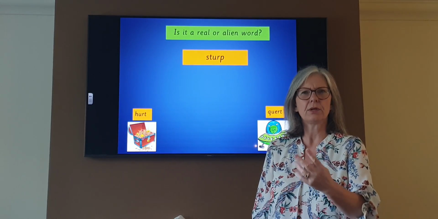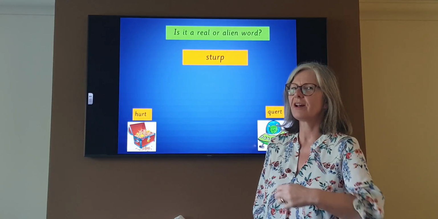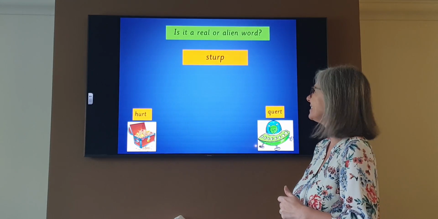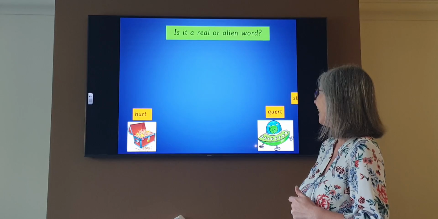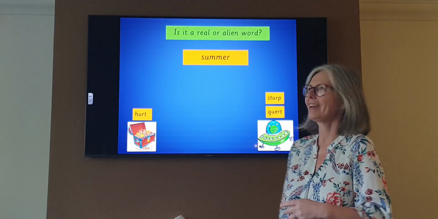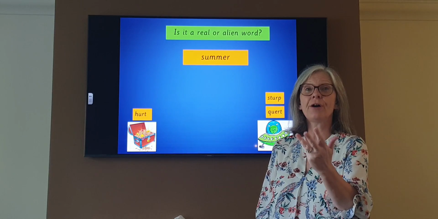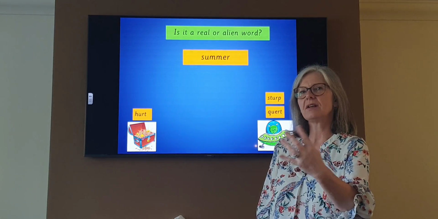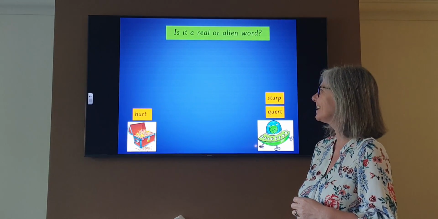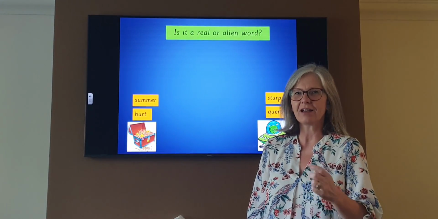Stirp. You sound talk it now. Is it real or is it an alien word? Let's see if you're right. Were you right? Great. Let's look at the next one. Are you ready to sound talk it? Summer. Summer. Where do you think it should go? Let's have a look. Did you get that one right? Fantastic. Okay, are you ready for the next one?